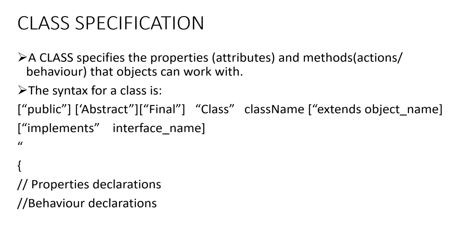Then we're also going to be talking about class specification. How does a class specify the properties? How does it specify the methods and the actions that it would work with? There's a syntax for this. A class can specify the properties and the behavior using this syntax: you have public or abstract or final, then the class keyword, then the class name, then extends object name or implements interface name. So this is how a class can be specified in Java.